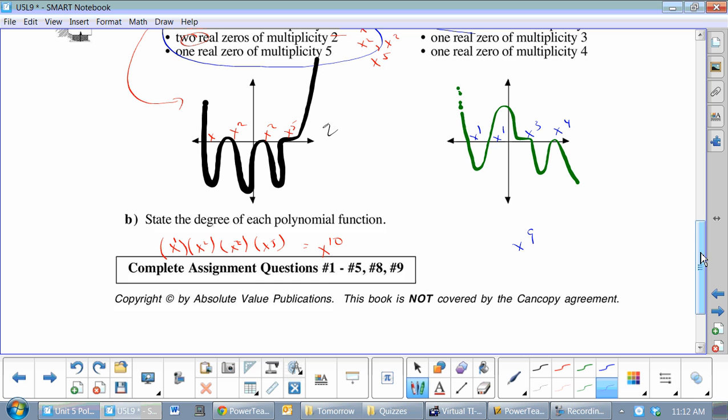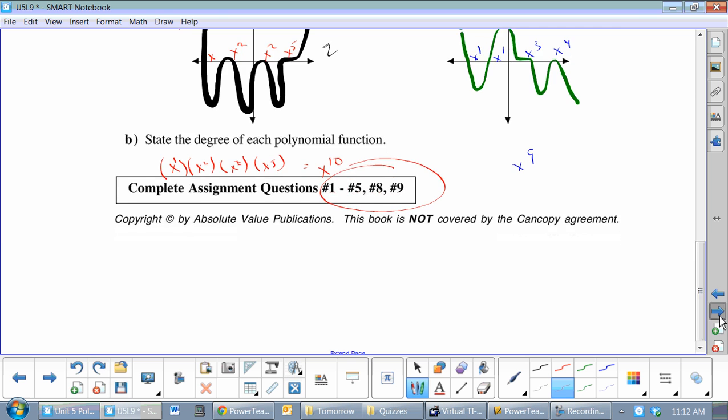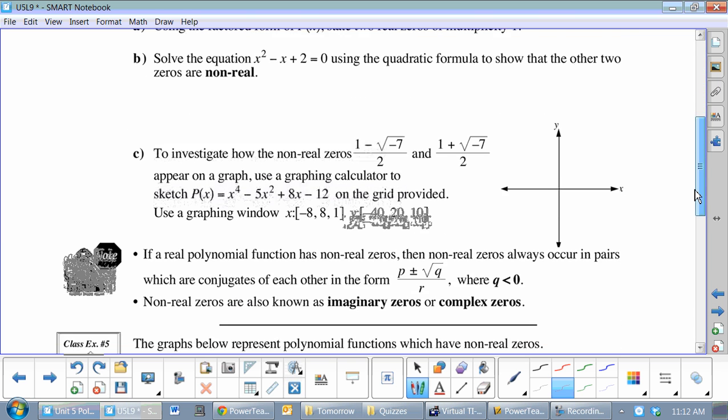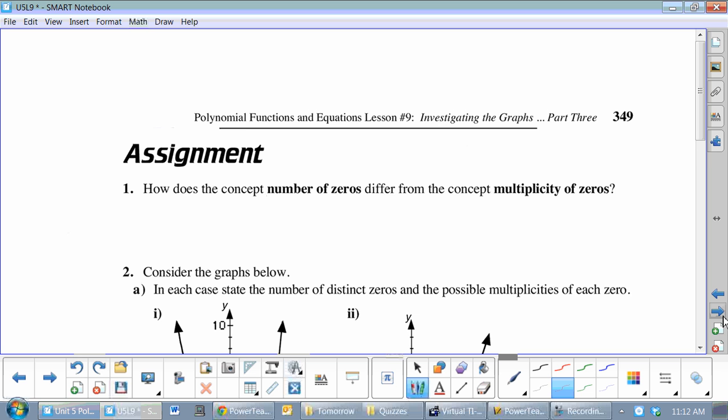Yep. Okay, so here you go. I spent all this time writing the homework, and I go, oh, that was the homework. Okay, so you're doing 1 to 5, 8, and 9. Okay, I'm not doing these notes. Just go right to the assignment.